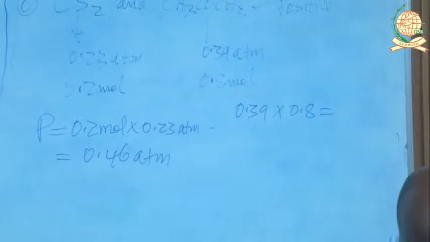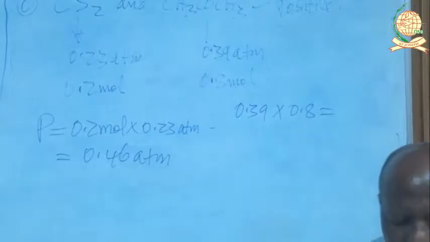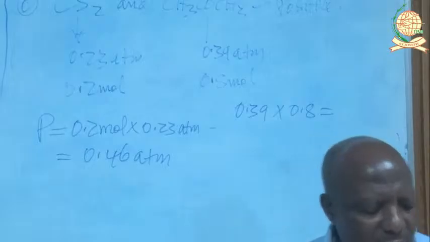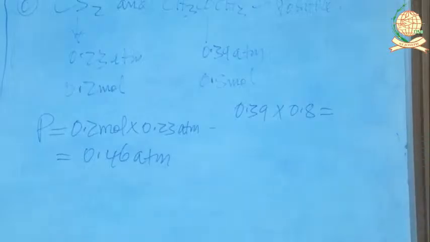The total pressure is less than the true pressure because once these two liquids are mixed, they deviate positively from Raoult's law. So the total ideal pressure is less than the true vapor pressure. Now question number 1D.